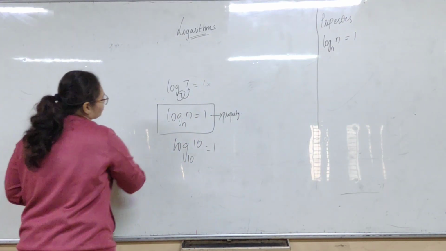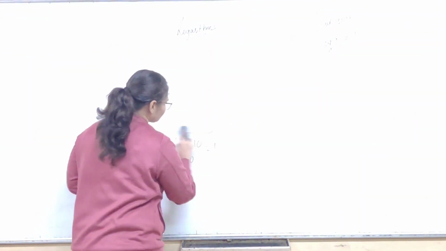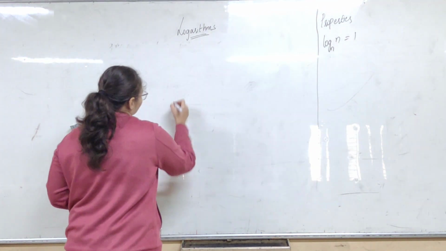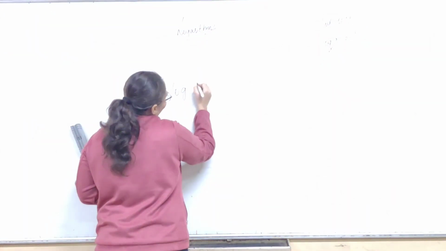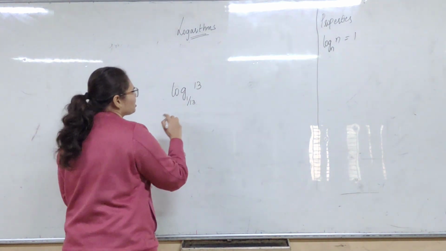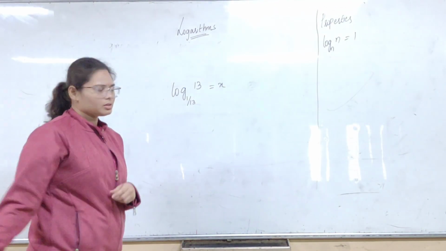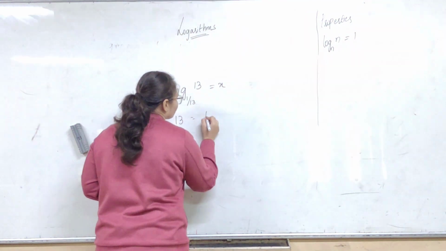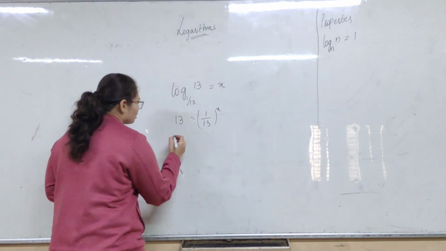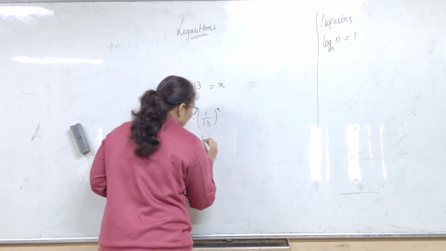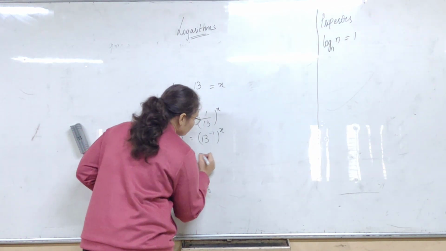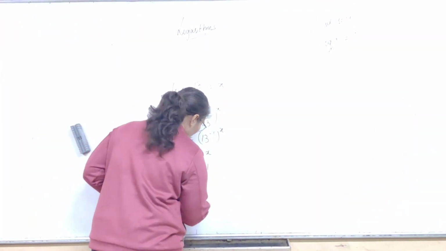So next. Now let's go through another example, that is log 13 to the base 1 by 13. What should be the answer? Right? Let's see through the exponent method. So 13 is equals to 1 by 13 power of x. Right? So 13 is equals to 13 power minus 1 of x. So again exponents formula. So 1 is equals to minus x. So x is equals to minus 1.